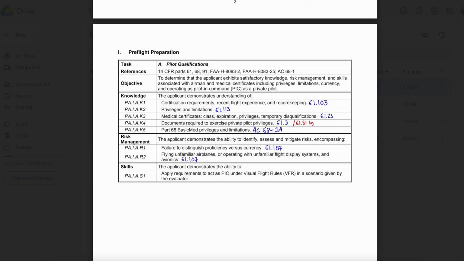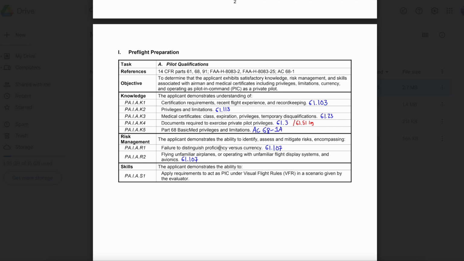Okay. Now, when it comes to the risk management sections of this, these are generally going to be situational questions. So you're going to get asked most likely about what is the difference between being current and being proficient. Being current means that the pilot has accomplished the minimum FAA regulatory requirements within a specified time frame, meaning that you are legal to make a flight, not necessarily that you are proficient or competent to make that flight.